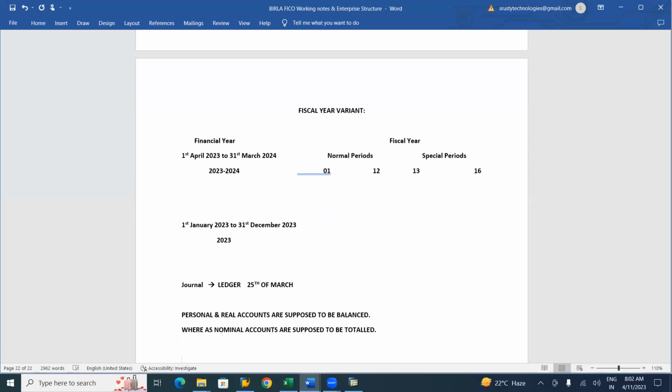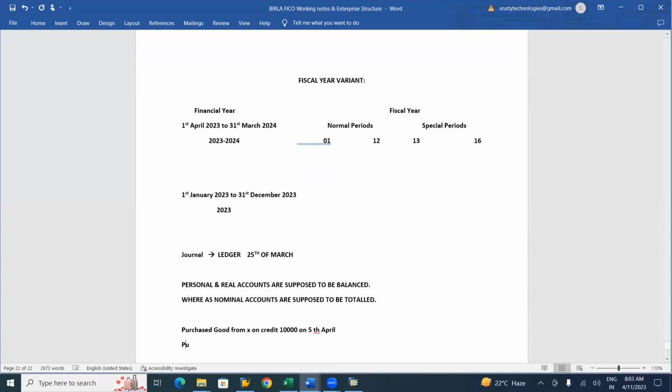So what does it mean actually? For example, if I take a personal account, I'll take one example from core accounting. Purchased goods from X on credit, 10,000, on 5th of April. So what would be the entry? Purchases account... Can you tell me what the entry would be?